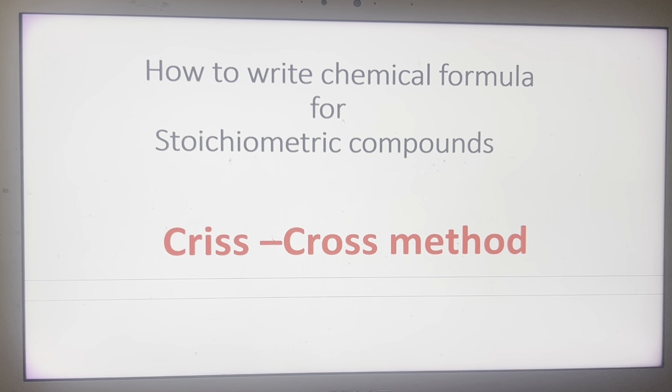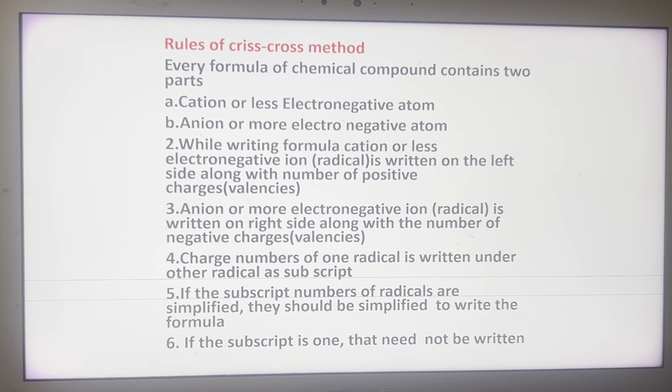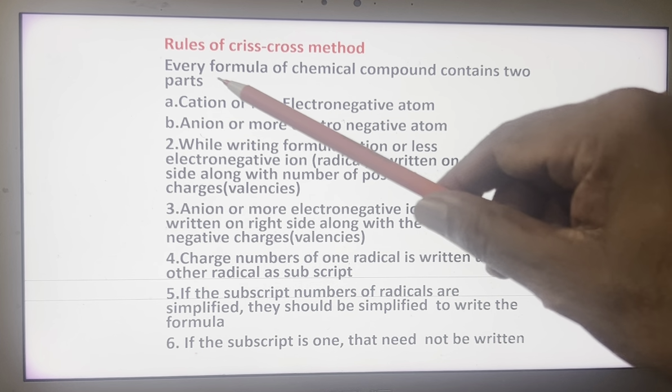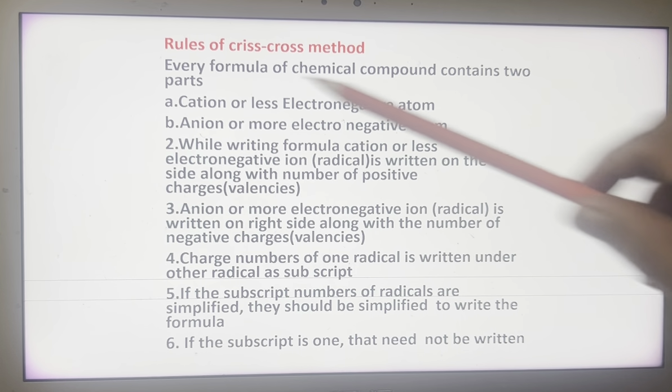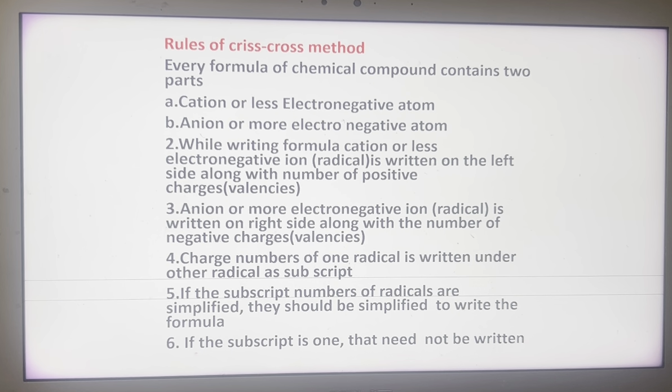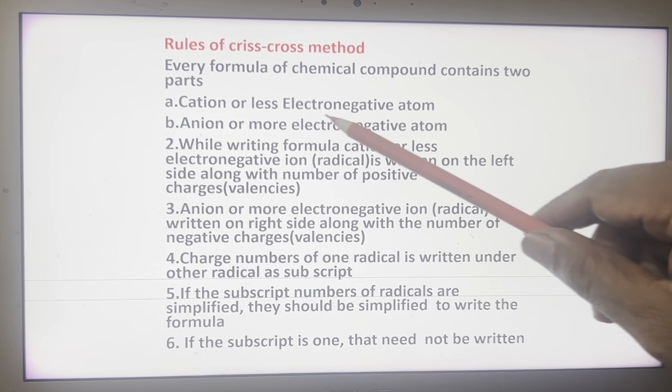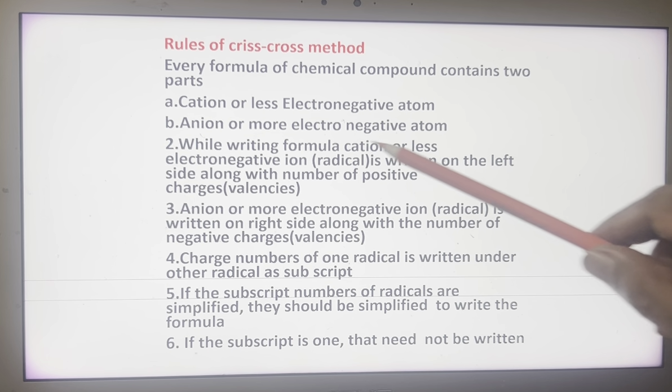Here, how to write a chemical formula for stoichiometric compounds. Mainly, the crisscross method is used to write a formula for a compound. In this, so many rules are there. Every formula of a chemical compound contains 2 parts. One is the cationic part, another is the anionic part. Cationic part means positive part, anionic part is negative part. Or in other words, you can say less electronegative atom and more electronegative atom.